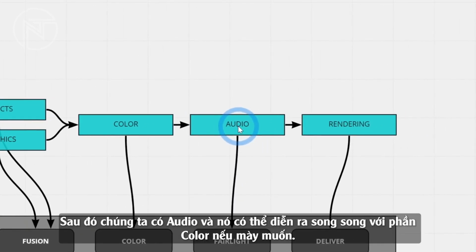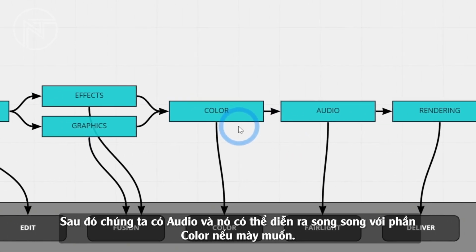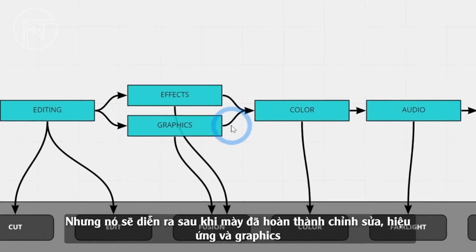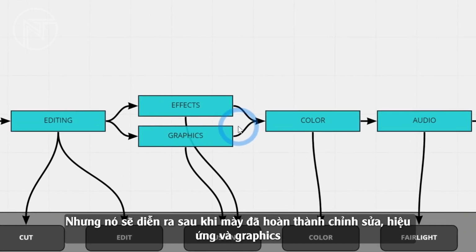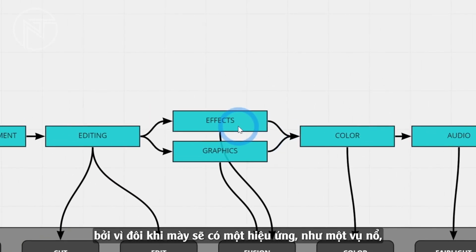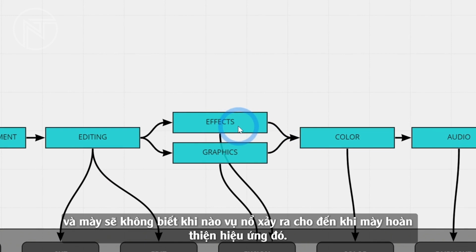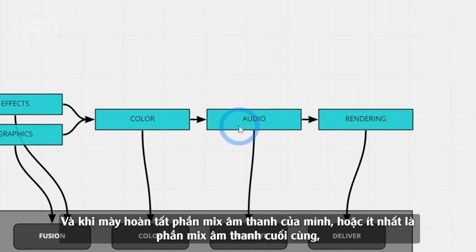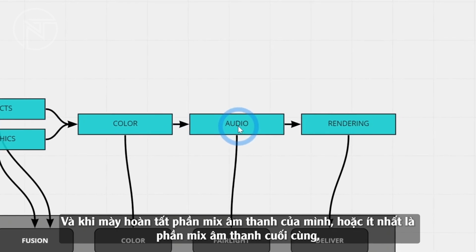Then we have audio, and this can happen alongside color if you want. It doesn't necessarily have to happen after or before color. It does have to happen after your effects and graphics and editing are done, because sometimes you'll have an effect like an explosion and you won't know when the explosion happens until you have the effect done. And so that's when your audio mix, or at least your final audio mix, is finished.